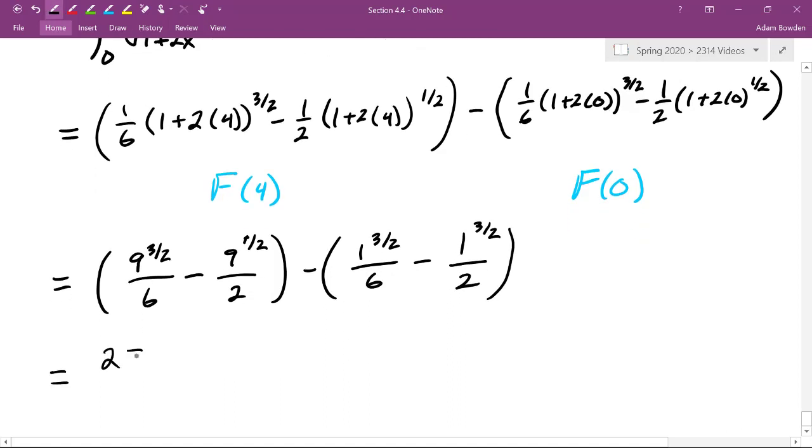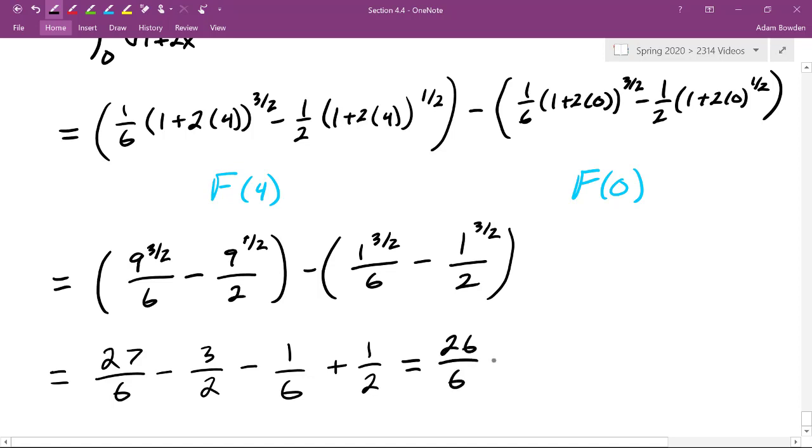So that's looking like 27 divided by 6 minus 3 divided by 2 minus 1 divided by 6 plus 1 divided by 2. That looks like 26 divided by 6 minus 1. So that would be 26 divided by 6 minus 6 over 6, or 20 over 6, which would reduce to 10 over 3.